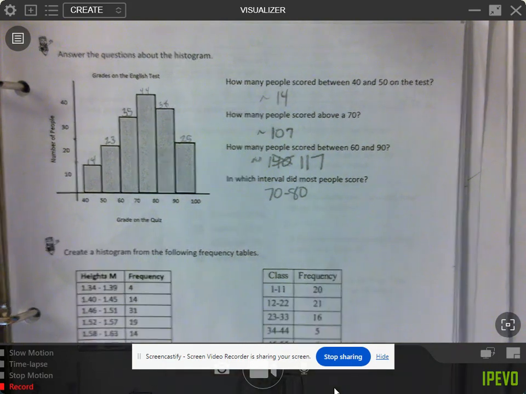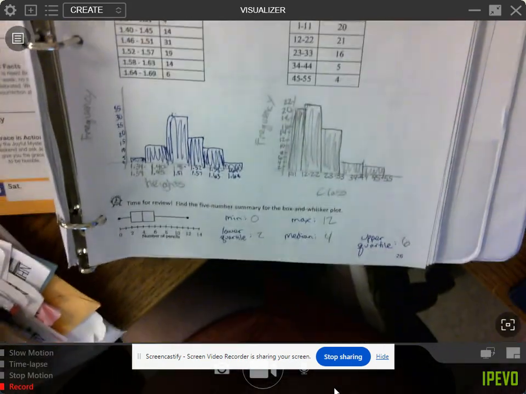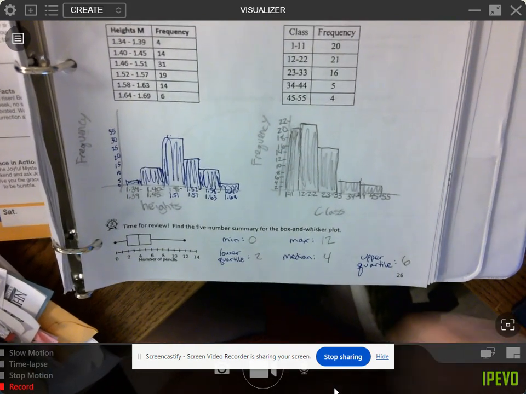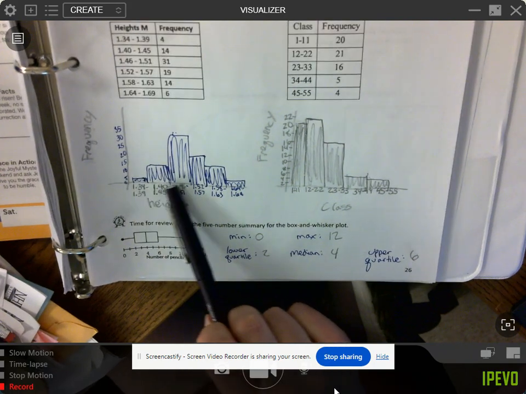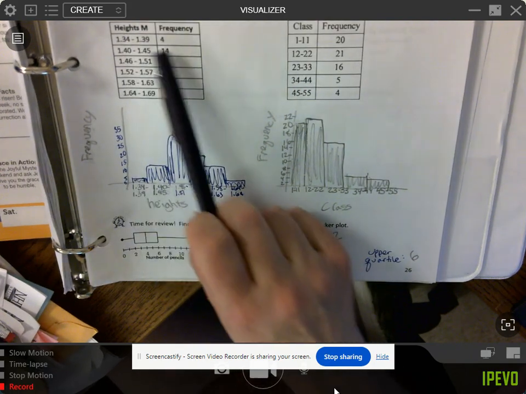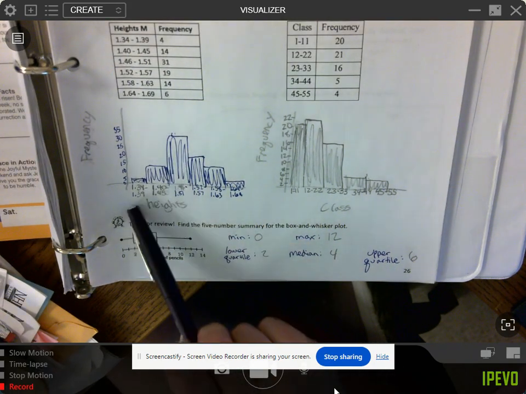All right, let's look at the bottom. We had to create our own histograms. I started us off with this first one. So we had to have our x-axis labeled with our intervals of the heights.